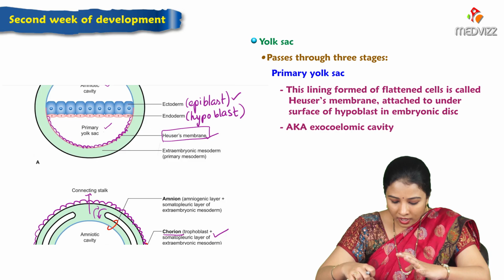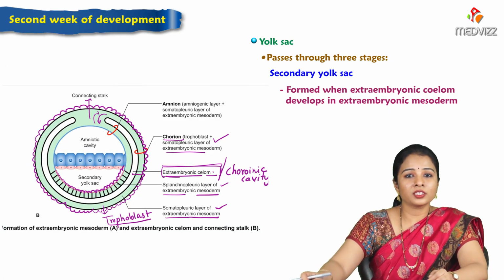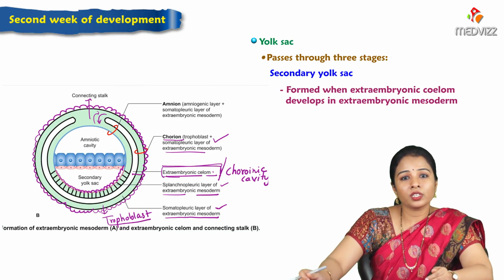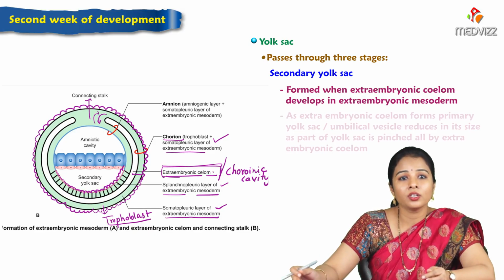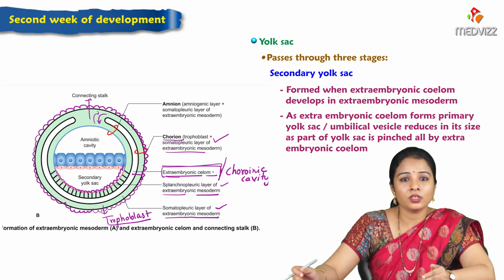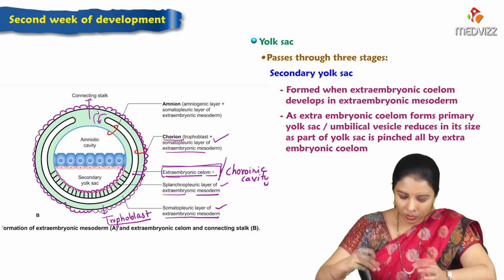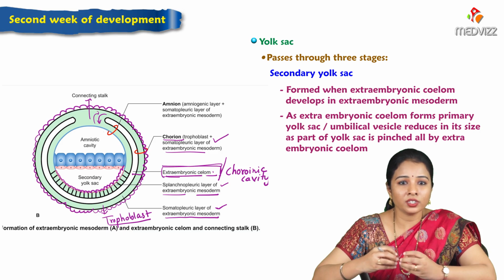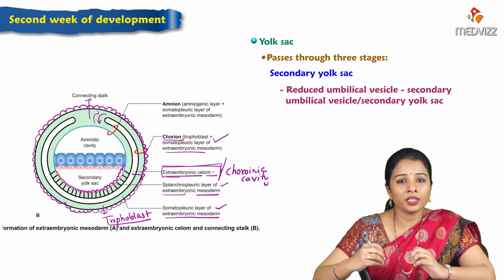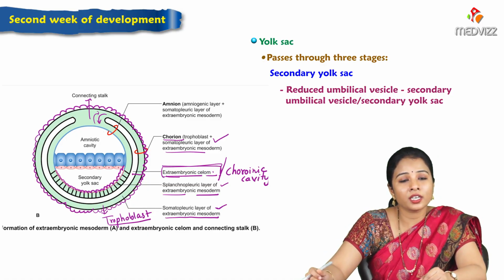Now this primary yolk sac turns into the secondary yolk sac, because of the formation of the extraembryonic coelom. The primary yolk sac changes when the extraembryonic coelom develops in the extraembryonic mesoderm. As the extraembryonic coelom forms, what happens? The umbilical vesicle or the primary yolk sac reduces in its size. The part of the yolk sac gets pinched off into the extraembryonic coelom, and this reduced umbilical vesicle is called the secondary umbilical vesicle or secondary yolk sac.